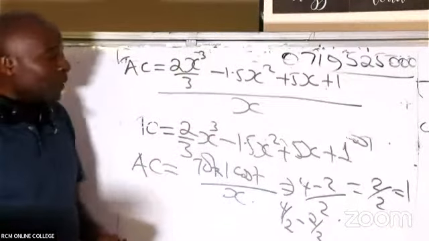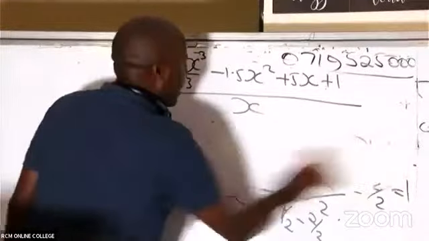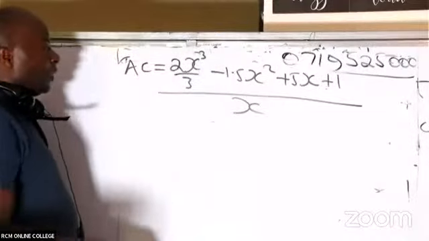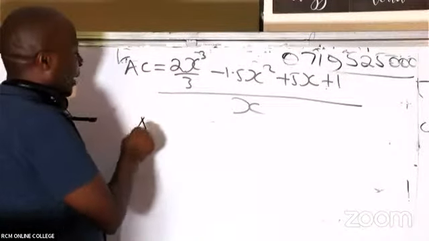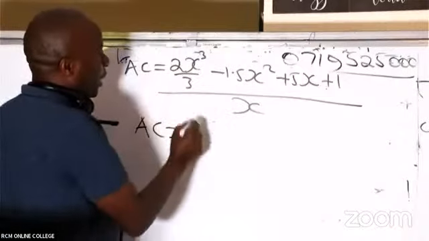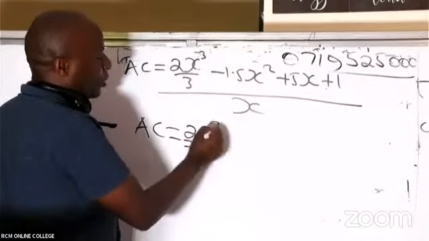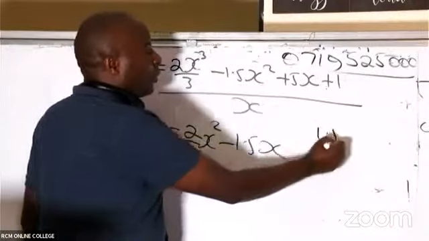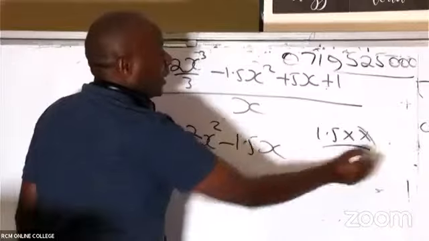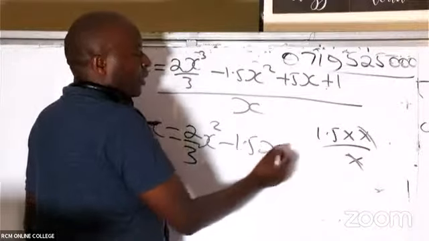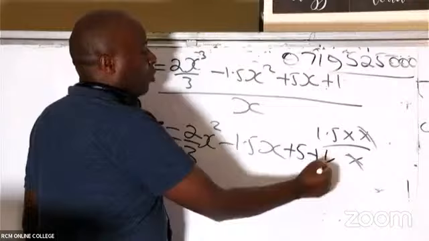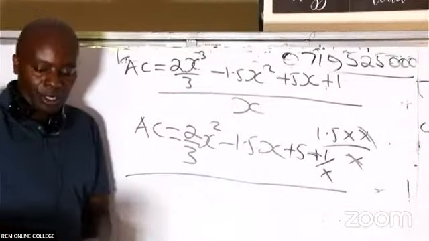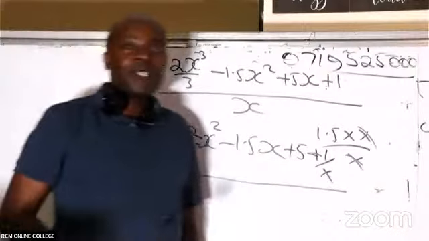So in short, ladies and gentlemen, this is what I shall have at the end of the day. My AC will be 2 over 3 as usual, but now X squared. This will be 1.5, just a single X, because this is the same as 1.5X times X. So I divide by X here, it leaves me with 1.5X plus 5 plus 1 over X. This will be 1 over X. And now that marks the end of the first question, which wanted us to give them average cost.